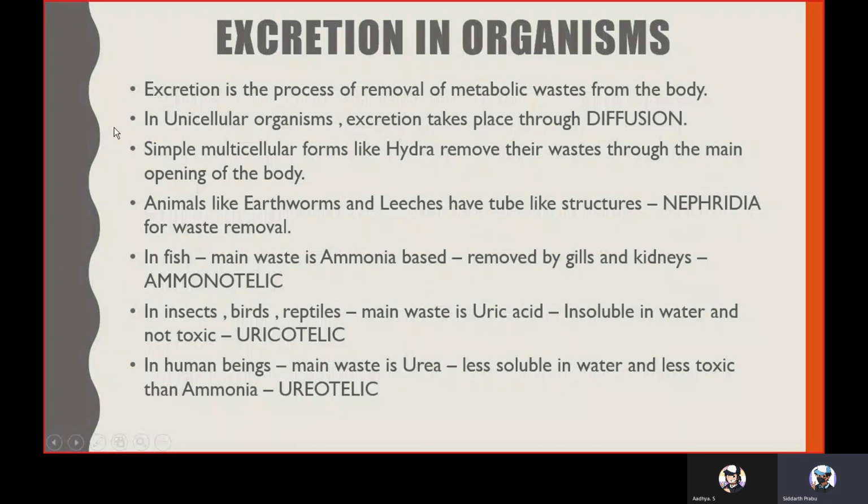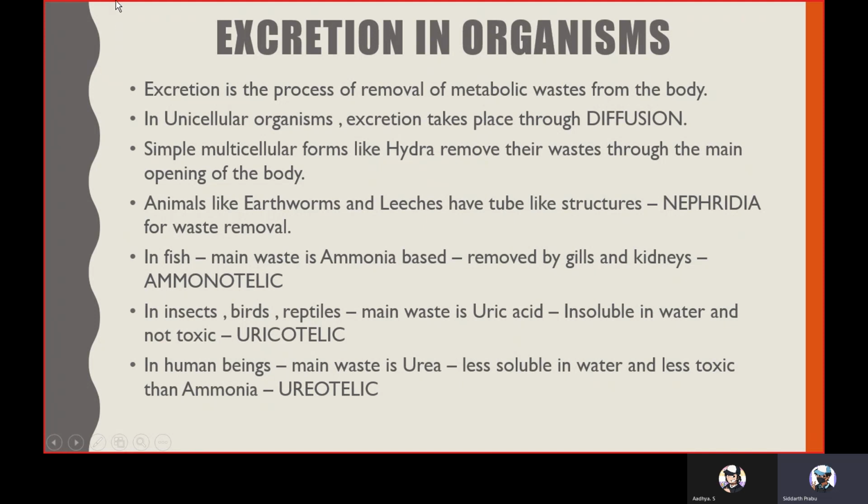Excretion in organisms. Excretion is the process of removal of metabolic wastes from the body. In unicellular organisms, excretion takes place through diffusion. Simple multicellular forms like Hydra remove their waste through the main opening of the body. Animals like earthworms and leeches have tube-like structures, nephridia, for waste removal.